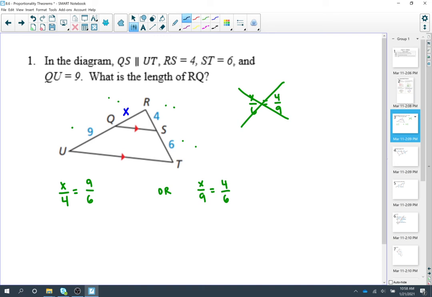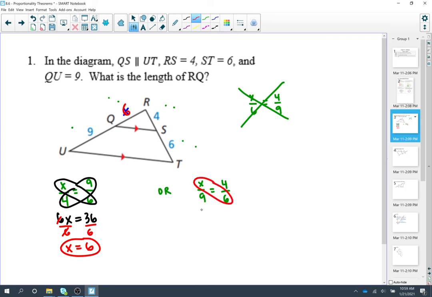At this point, I'm going to cross multiply. So 6x equals 36. And then I'm going to divide both sides by 6. So x equals 6. If I were to solve the other one, you're still going to get 6x equals 36, and then divide by 6. So you still get the same answer.